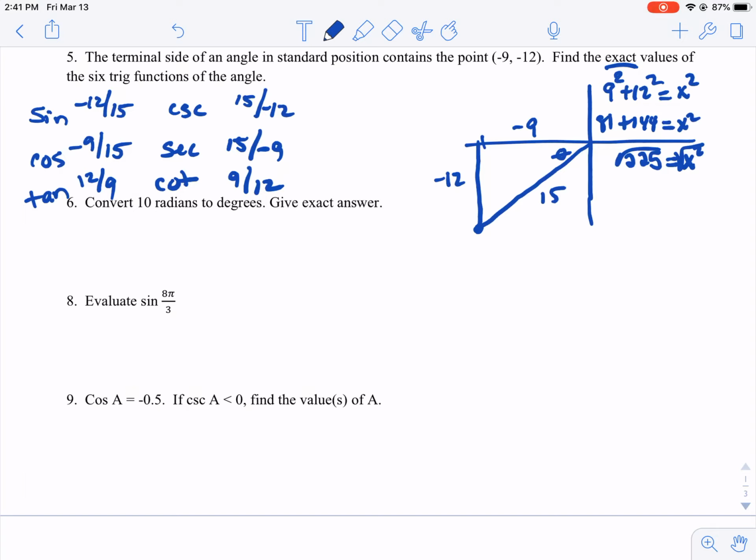Convert 10 radians to degrees. Give the exact answer. So if you take the number of radians and multiply by pi over 180, you get degrees. Give exact answer means we are not converting the pi, so we just pretty much have 1800 over pi degrees.